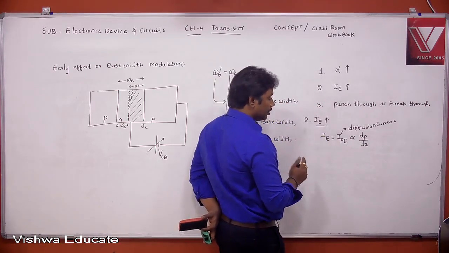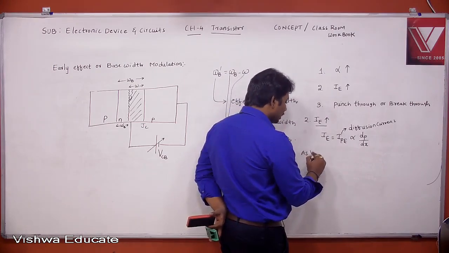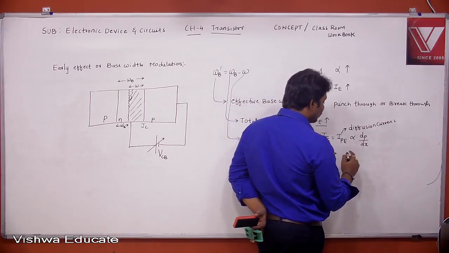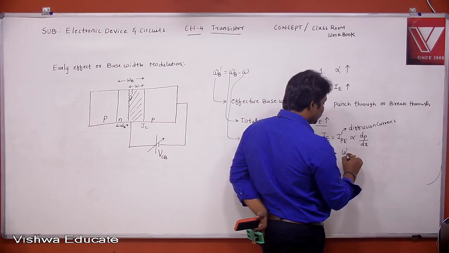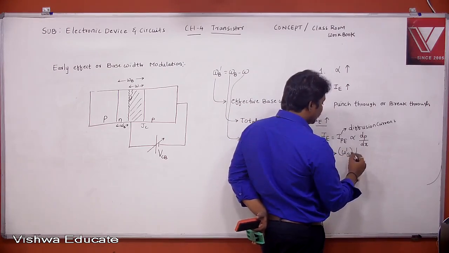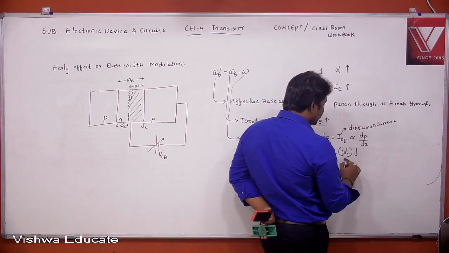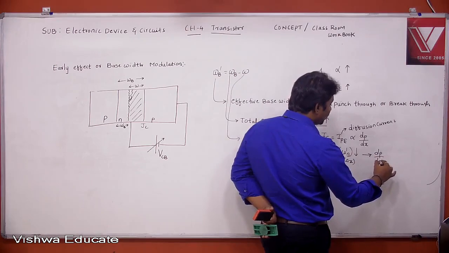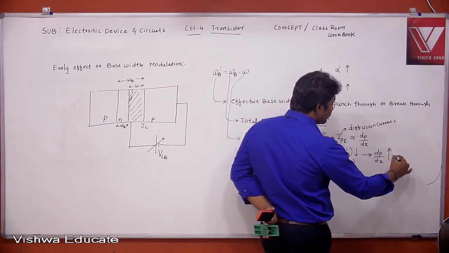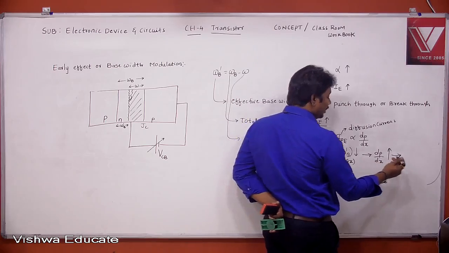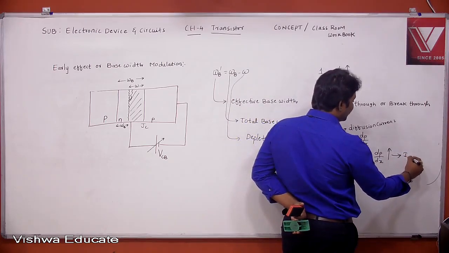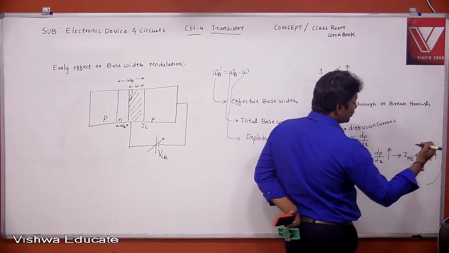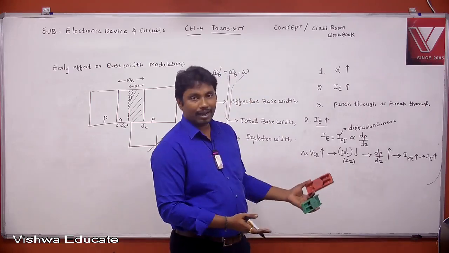Now, as VCB is increased, what happens to the base width? The base width, WB dash, is decreased. Base width is decreased means delta x is decreased. If delta x is decreased, what happens to dP by dx? It increases. The concentration gradient increases, which means IP is increased. If IP increases, what about IE? IE is increased. In this way IE is increased.